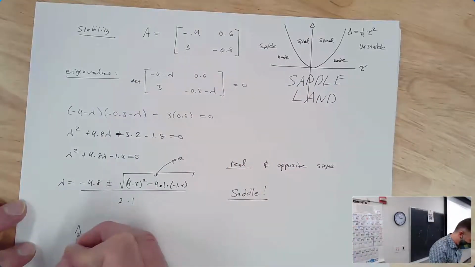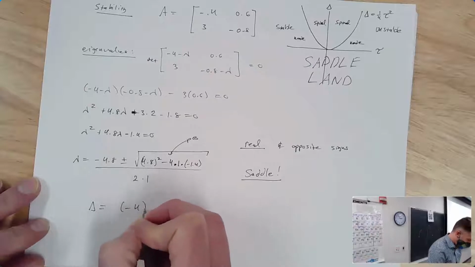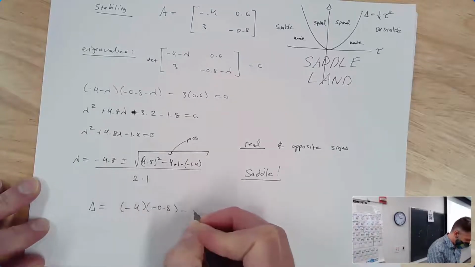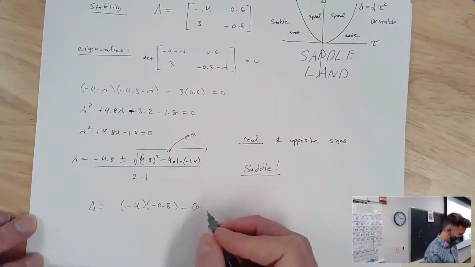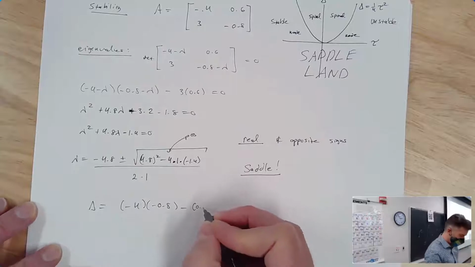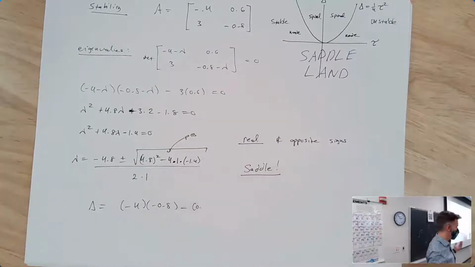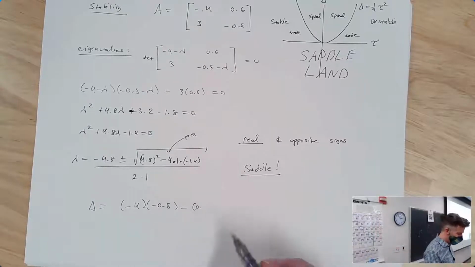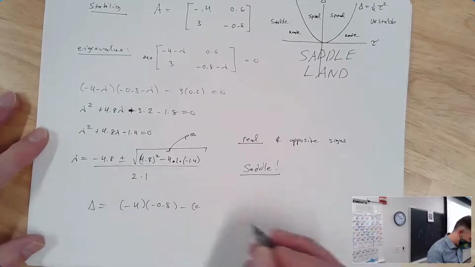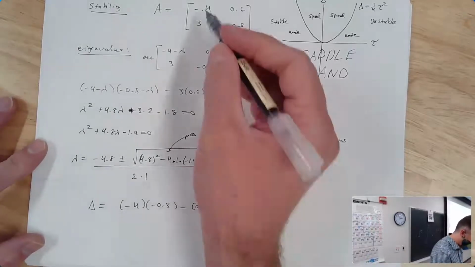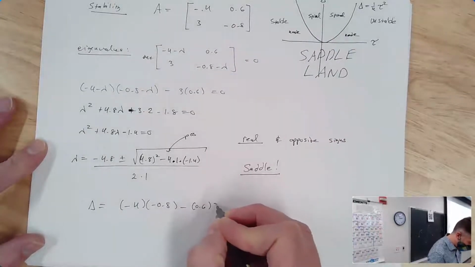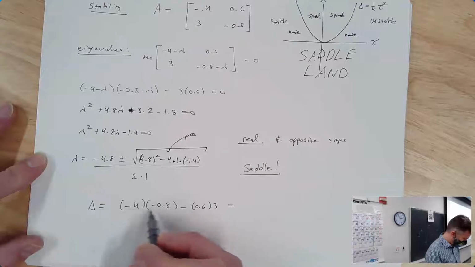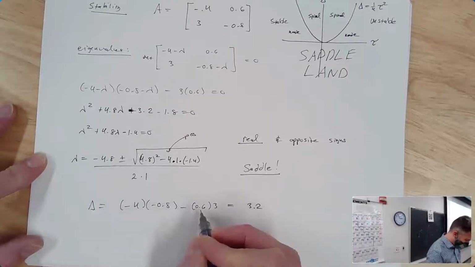The determinant of this matrix is minus 4 times minus 0.8 minus 0.6. I said it was negative, and now I'm totally not convinced it's negative. I feel like I'm a big liar. But it should be negative, right? I mean, no ifs, ands, or buts about it. We already saw it was a saddle. The determinant should be negative. So what kind of mistake am I making here? Minus 4 times minus 0.8, and then minus 0.6 times 3. That should be 3.2. That should be 1.8.